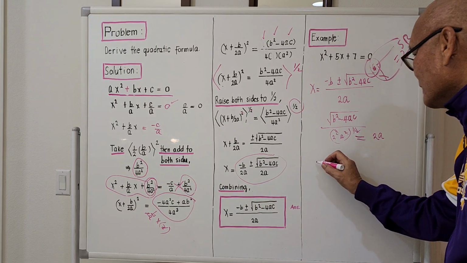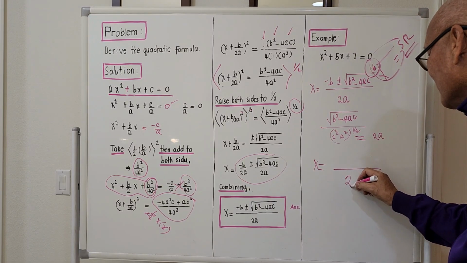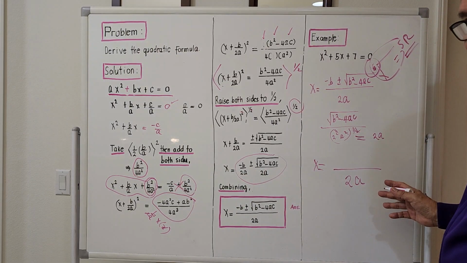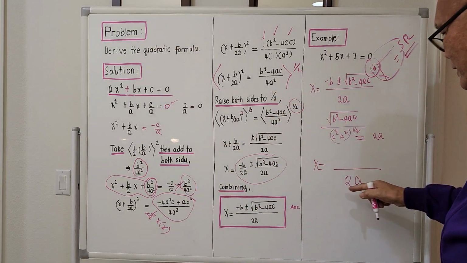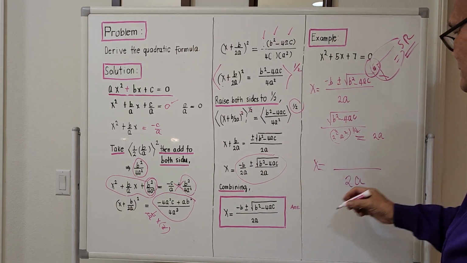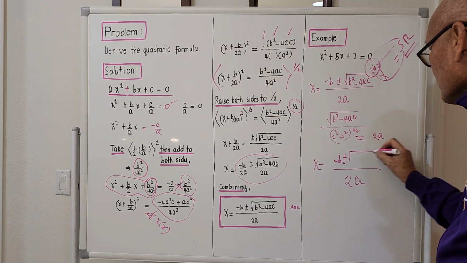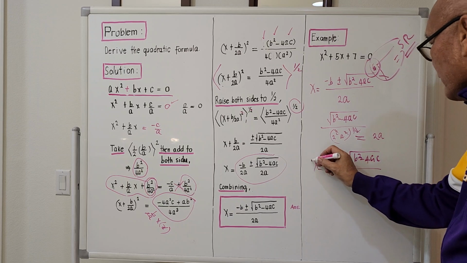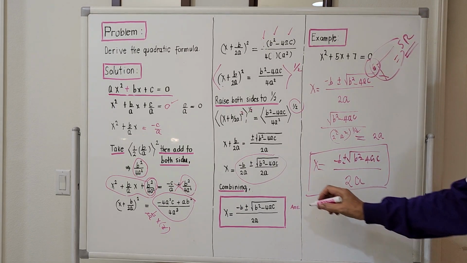So x now is all over 2a, right? This is 2a, this is 2a, so the simplification will just be the sum of the numerators, all over the common denominator 2a. They are both the same denominator. Okay, so this should be negative b plus or minus the square root of b squared minus 4ac. And this is actually the quadratic formula. It is this.